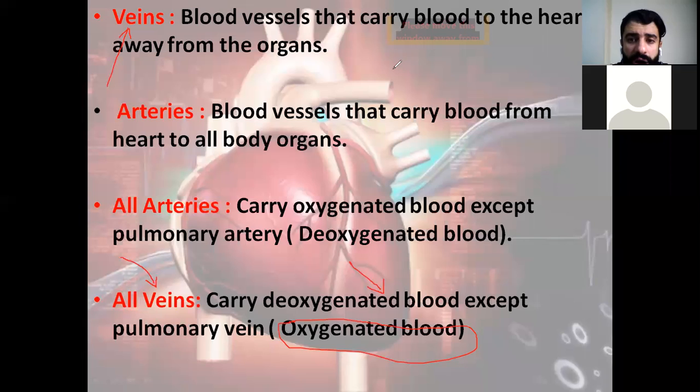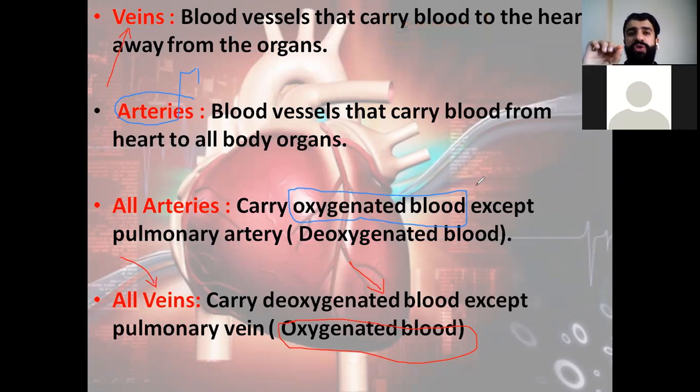Moving now to the arteries. The arteries are blood vessels that carry the blood from the heart to all the body organs. So the arteries carry blood from the heart to the different body organs. All the arteries carry oxygenated blood. And here also we have an exception. All other arteries carry oxygenated blood except for the pulmonary artery, which carries deoxygenated blood.